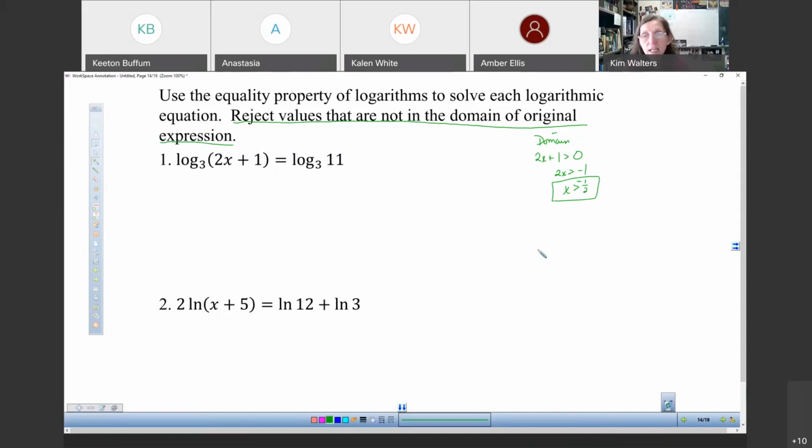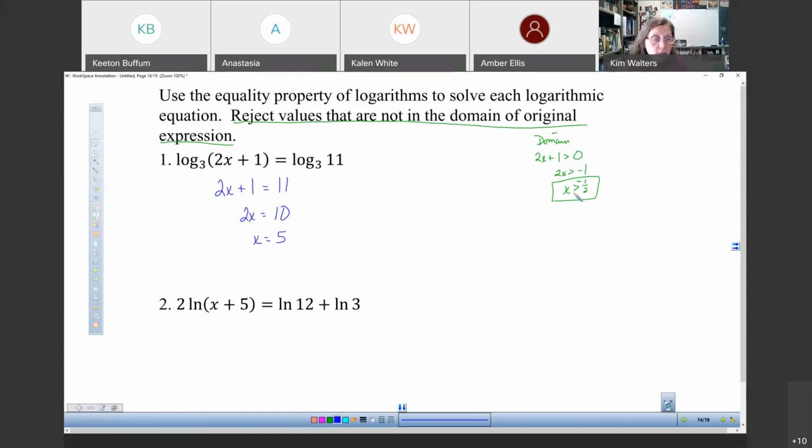All right. So I have log base 3 of something is equal to log base 3 of something else. Let's drop the logarithms is essentially what I'm doing. So this means that 2x plus 1 has to be equal to 11. And now I have an equation. I can subtract 1 from both sides. 2x is equal to 10. X is equal to 5.